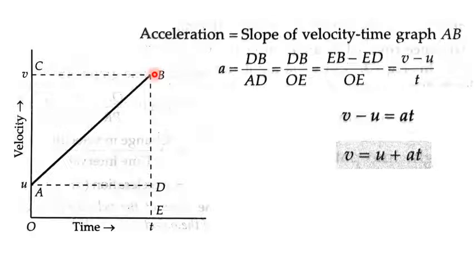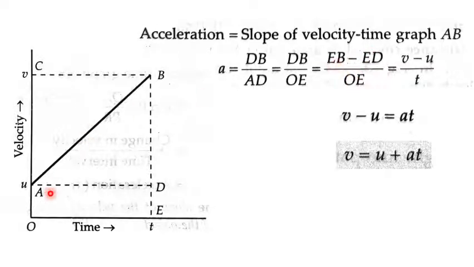Now we know the slope is the change in the y-axis, DB, divided by the change in the x-axis, AD. Now AD and OE are of the same length, so instead of AD, I can write OE. So DB by OE. Now DB, I can also write as the whole length EB minus the small length ED, which will give me DB. So I can write it as EB minus ED divided by OE.